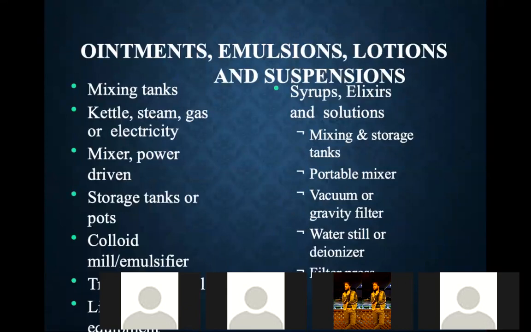Ointments, emulsions, lotions, suspensions. For this, you may have mixing tanks, kettles, steam, gas or electricity, mixer, power-driven storage tanks or pots, colloid mills, whatever is required. That is specialized pharmaceutical equipment. You must have these types of gadgets. You must have these types of equipment. Is it clear?